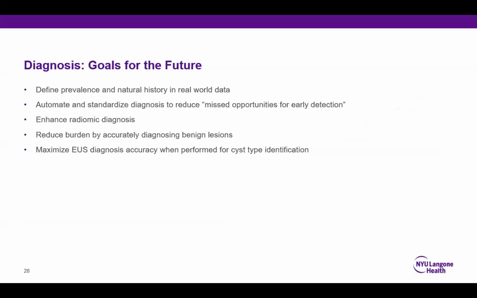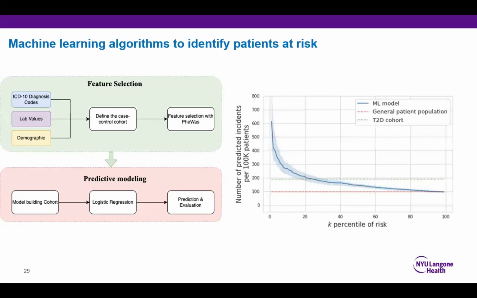In the field there is a real need to define the true prevalence and natural history of these lesions. And as we have more and more EPIC and electronic health record based machine learning powered methods to really identify all cystic lesions, I think that will be something that we will see. Clearly, the other area is enhancing our non-invasive diagnosis. And I purposefully will not talk about maximizing EUS-based diagnosis for cyst type identification, because this is something that we will hear about and have already heard about a little bit earlier today.